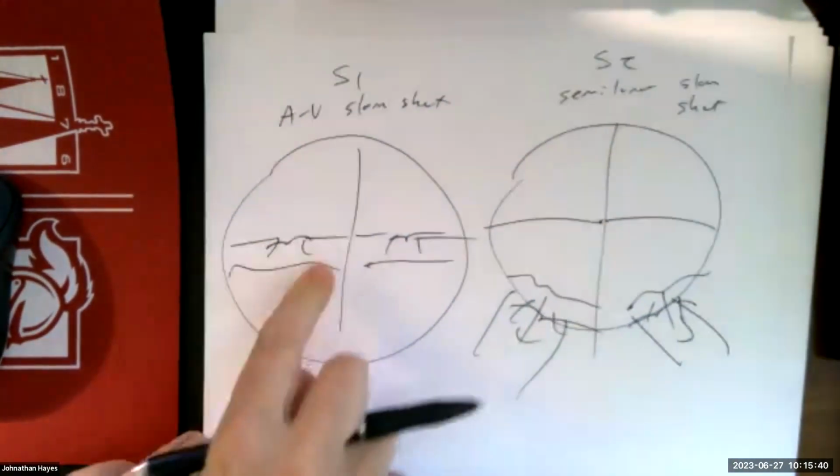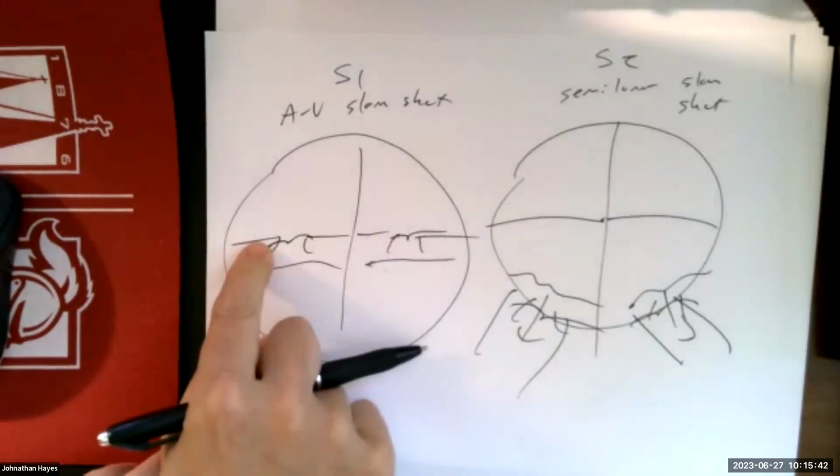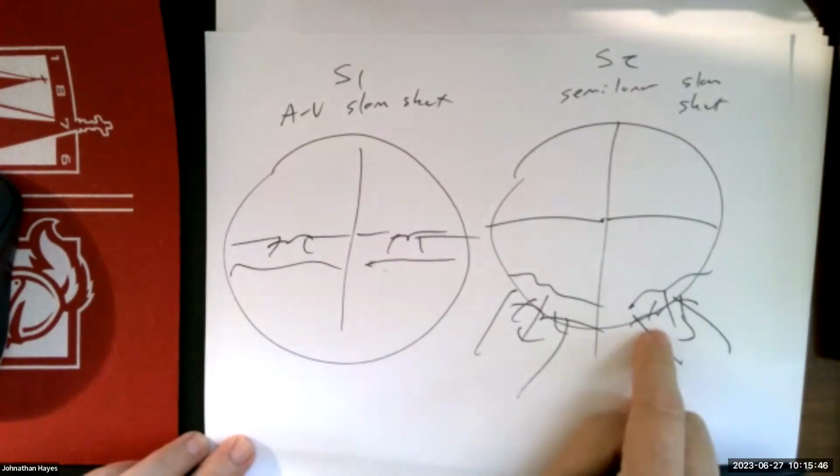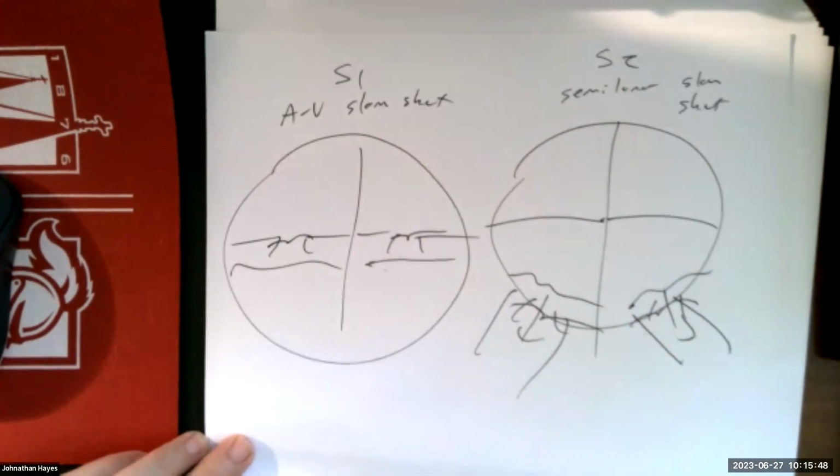And again, AV valves are tricuspid and bicuspid, or you could say tricuspid and mitral. Semilunar valves are going to be pulmonic and aortic. So, easy peasy. Again, the circle diagram explains everything you ever need to know.